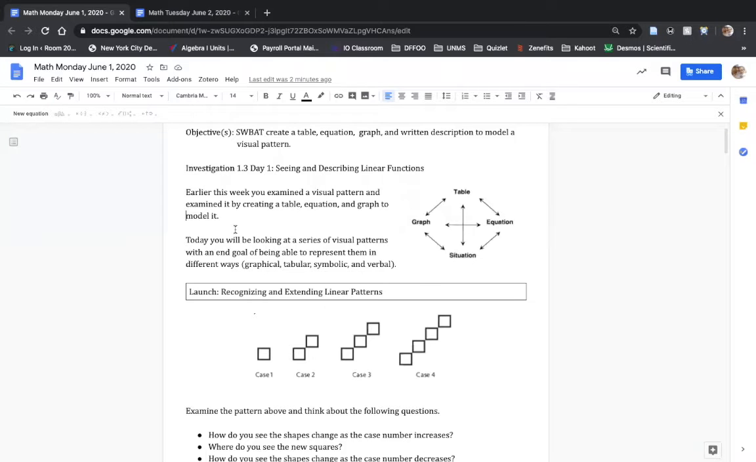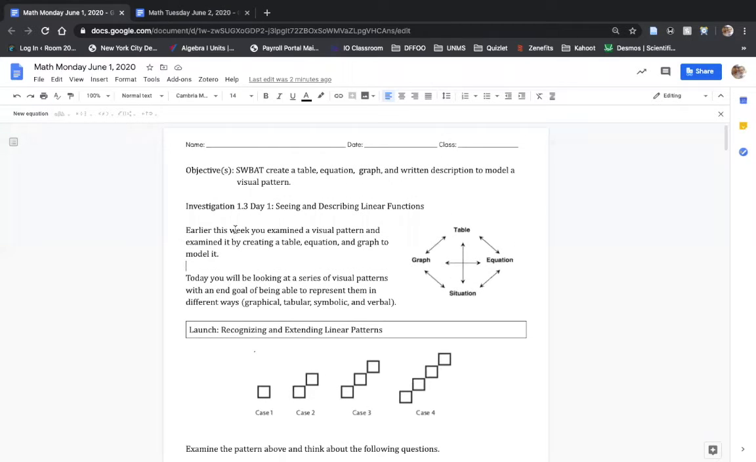All right, good afternoon, ladies and gentlemen. So we're going to continue our work getting into the pre-algebra stuff this week. And our objective for today is that students will be able to create a table, equation, graph, and a written description to model a visual pattern.